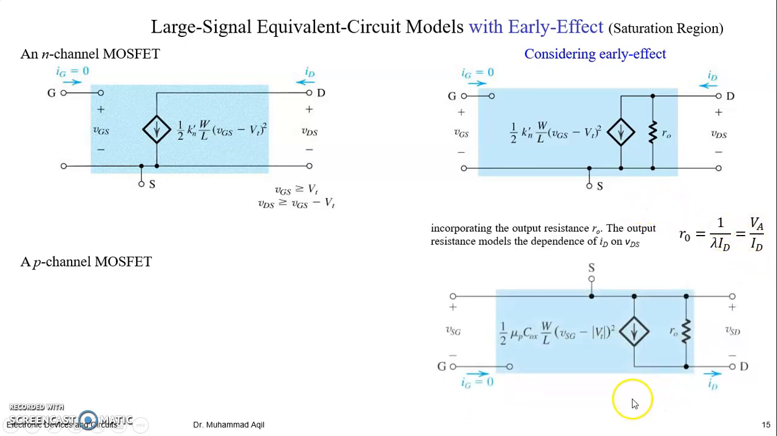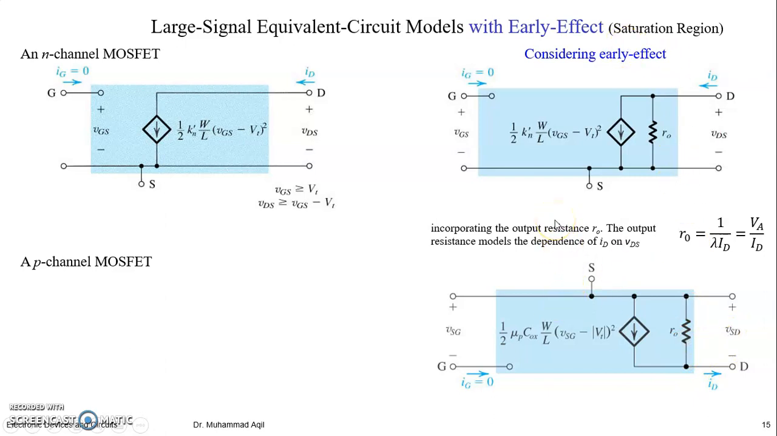And the PMOS large signal model with early effect: source up, gate should be at a lower voltage than source, obviously more negative than VTP. And drain should be lower than source. How much lower? For saturation, it must be lower than VOV, right? So this is the early effect resistance to incorporate the early effect.